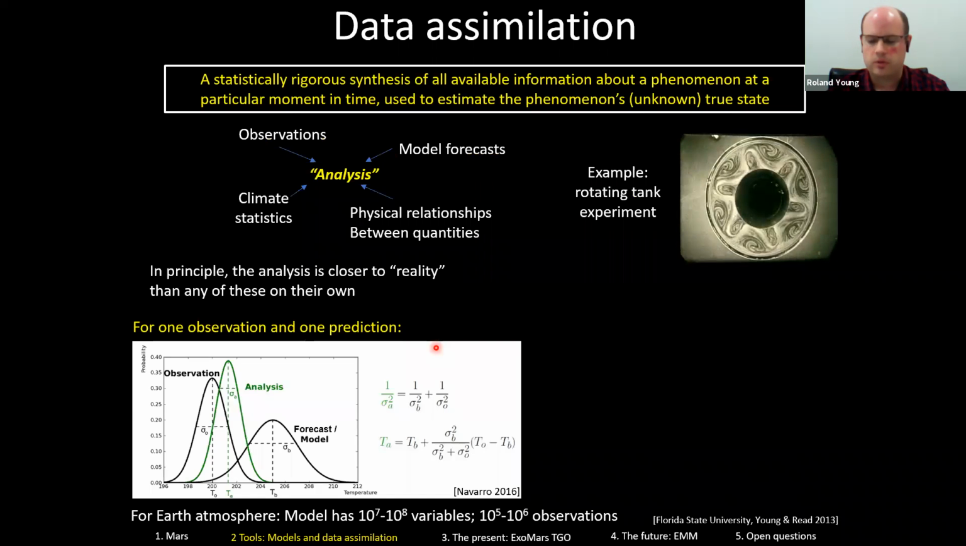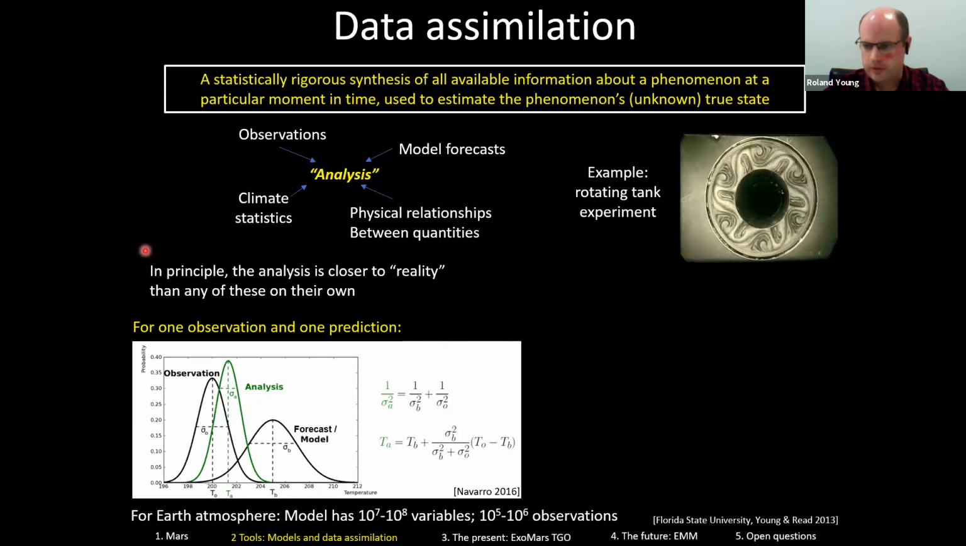So the second technique is what's called data assimilation. This is a method that we can use to combine observations of a phenomenon with other sources of information about it. The idea is that you can think of having two sources of information about some unknown phenomenon that you're trying to observe. You can have an observation of something, and you can have a prediction about that same quantity. And data assimilation tells you how to combine those two sources of information together in a statistically rigorous way.